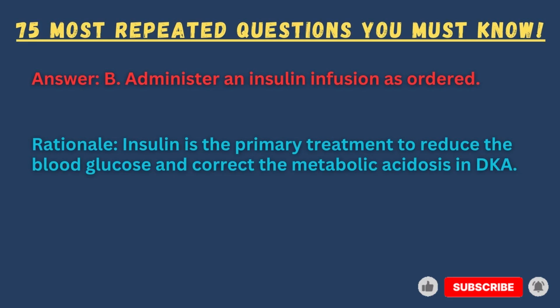Answer: B. Administer an insulin infusion as ordered. Rationale: insulin is the primary treatment to reduce the blood glucose and correct the metabolic acidosis in DKA.